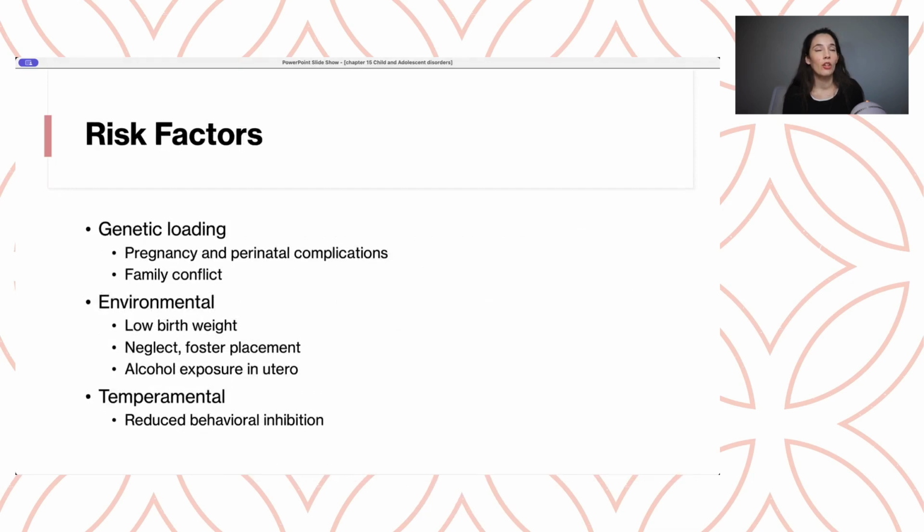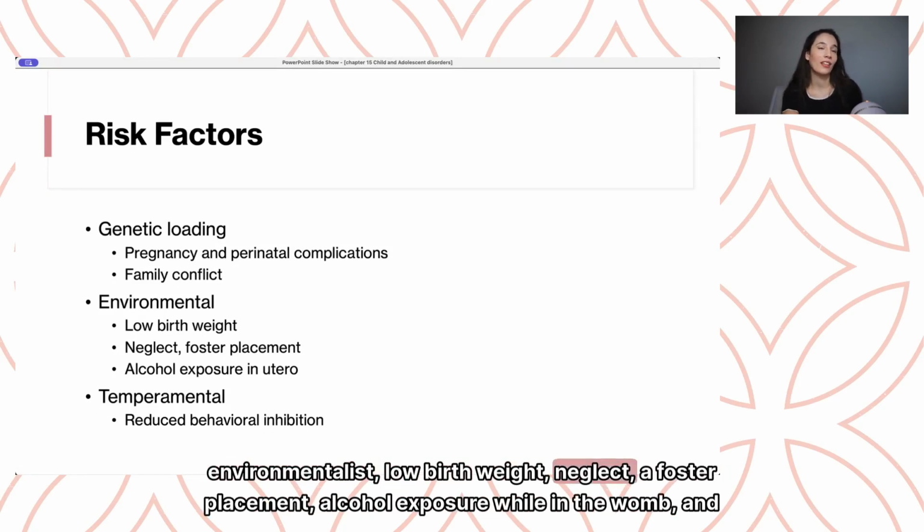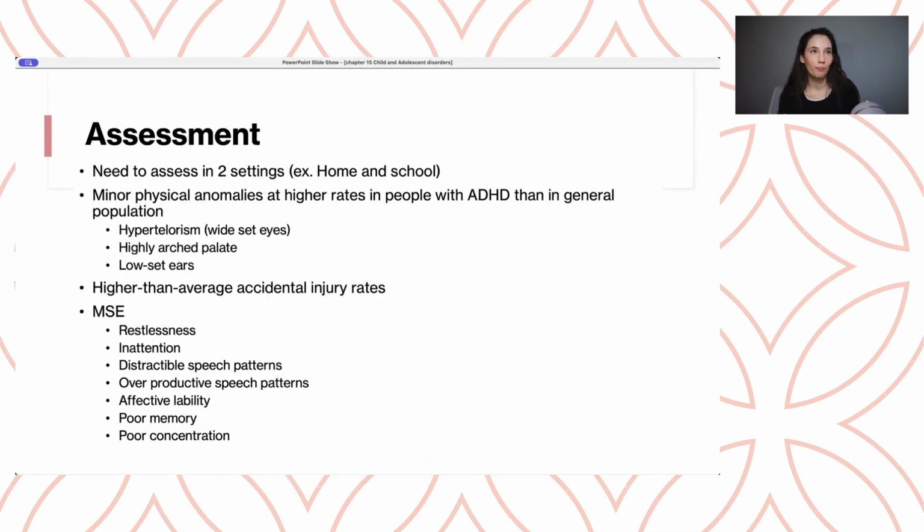symptoms. Risk factors include genetic loading, so pregnancy and prenatal complications, family conflict, environmental factors such as low birth weight, neglect, a foster placement, alcohol exposure while in the womb, and temperament. They usually have reduced behavioral inhibition.